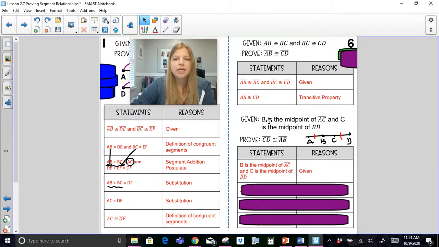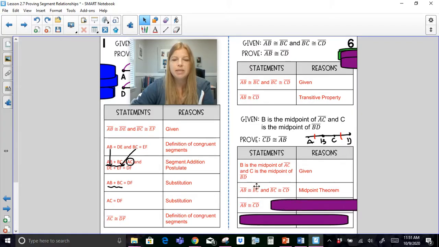We know now every time we're talking about midpoint, we're going to make a next statement about congruent segments. So then I would be able to say that segment AB is congruent to segment BC, and segment BC is congruent to segment CD. And that's our midpoint theorem. Notice that I can then say, using my transitive property, that segment AB is now congruent to segment CD.